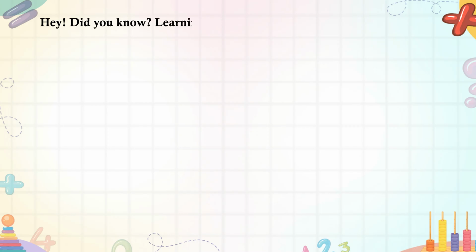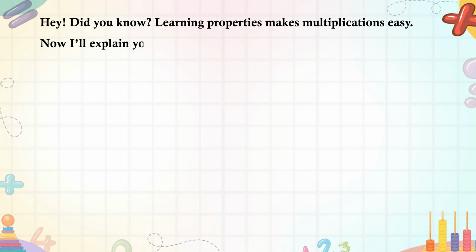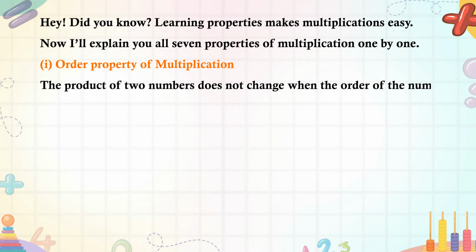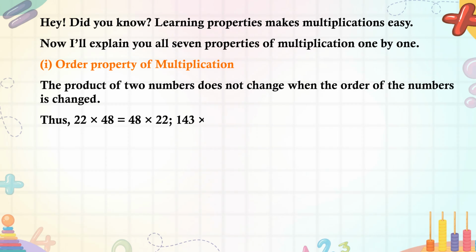Hey, did you know? Learning properties makes multiplication easy. Now I'll explain to you all 7 properties of multiplication one by one. 1. Order property of multiplication. The product of two numbers does not change when the order of the numbers is changed. Thus, 22 multiply 48 is equal to 48 multiply 22. 143 multiply 125 is equal to 125 multiply 143, etc.